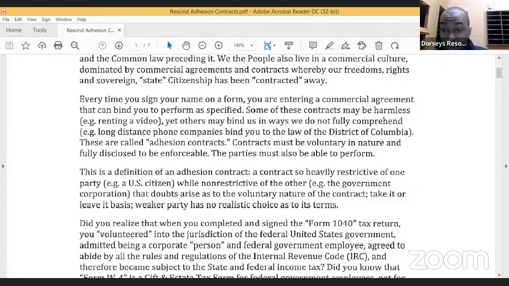Because you're supposed to be given notice. The parties must also be able to perform. But I'll read this part. These are called adhesion contracts. Contracts must be voluntary in nature and fully disclosed to be enforceable. You see, that's why in some instances they have to give you the ability to opt in or opt out. Like when you sign up for different things online, if it's car insurance, and you have those disclaimers that say check this box or read this information, they have to give you notice. That's part of providing full disclosure.